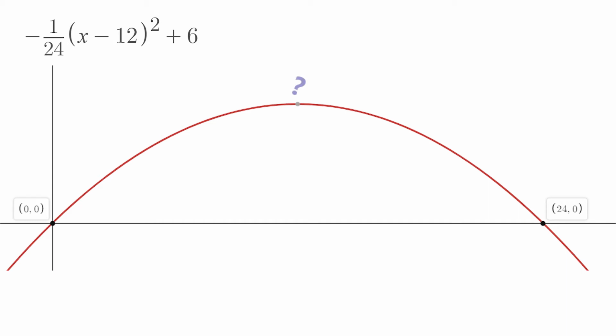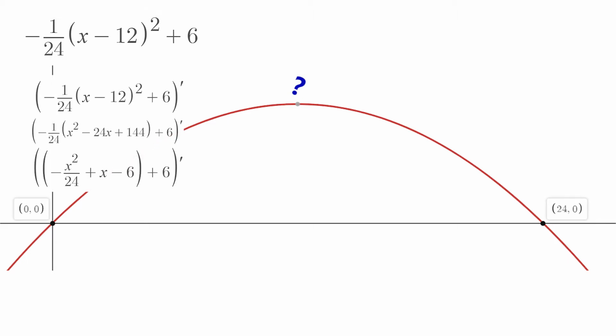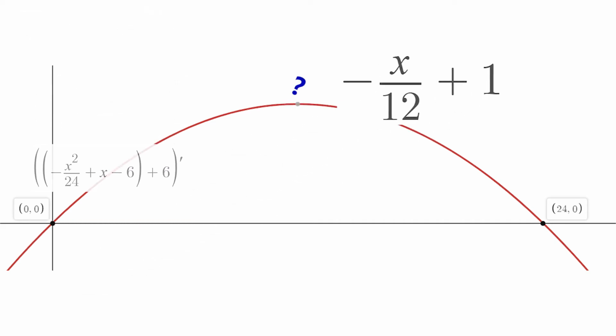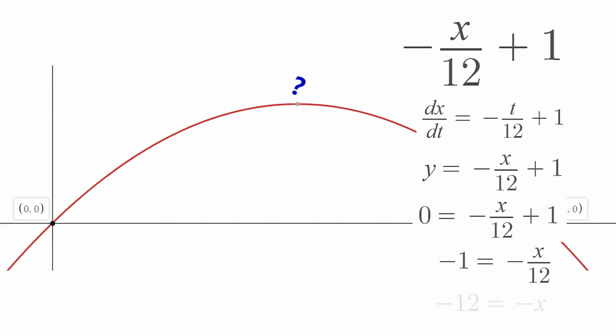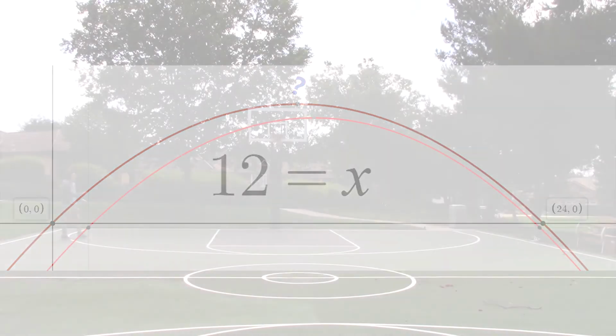I'll start by finding the middle of the parabola, which on this graph is also the maximum. I derive the parabola and get -x/12 + 1. This gives me the slope. Then I replace y with a 0 to represent the slope as it reaches its peak. Now I can manipulate the equation to get x by itself. This gives me a maximum of 12.